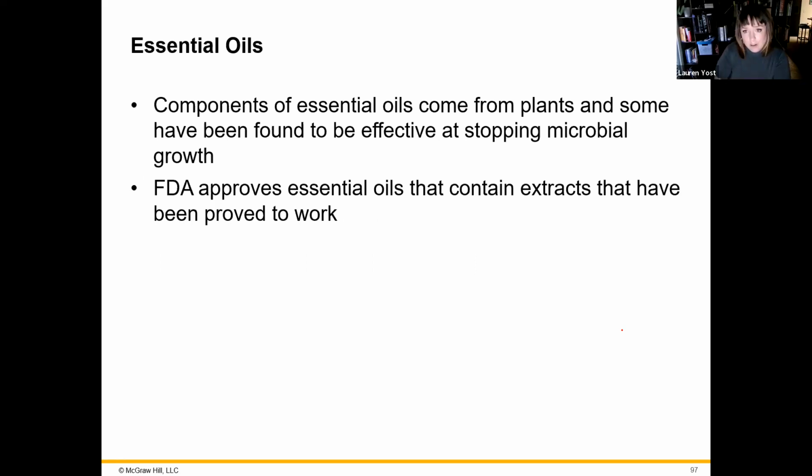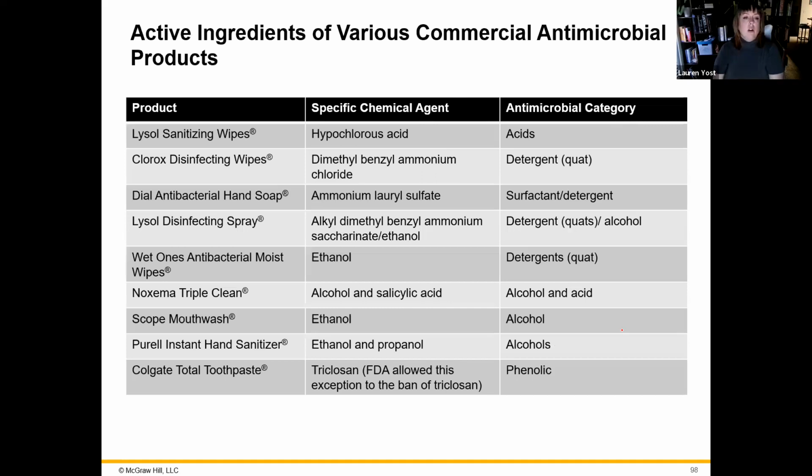Essential oils actually can be used. They are effective at stopping microbial growth. It just depends on the oil. And whenever there is an oil that has been proven to actually be useful at stopping microbial growth, the FDA can approve those essential oils that do contain extracts that have been proven to work. So that is a thing now. So here are some examples of some products and how they work as far as what we've just learned today. You can look through these and find some of your favorite stuff on here.